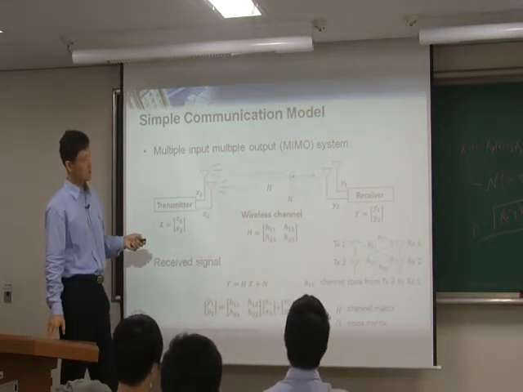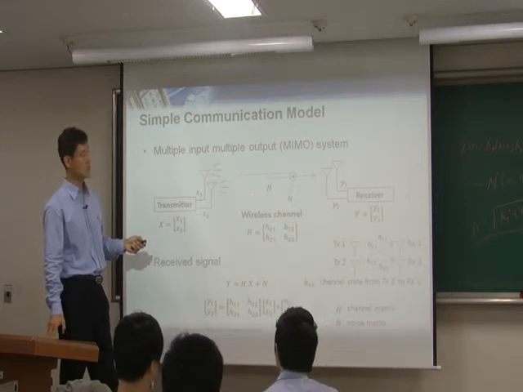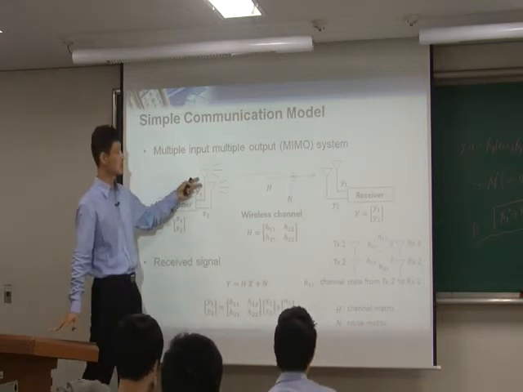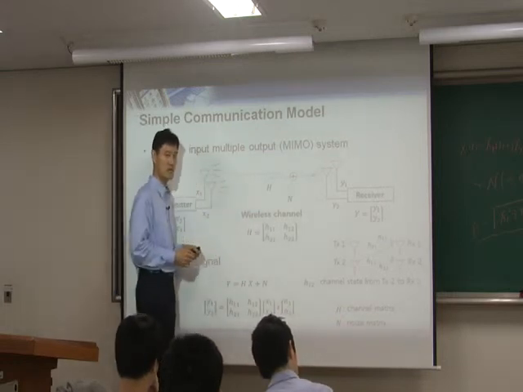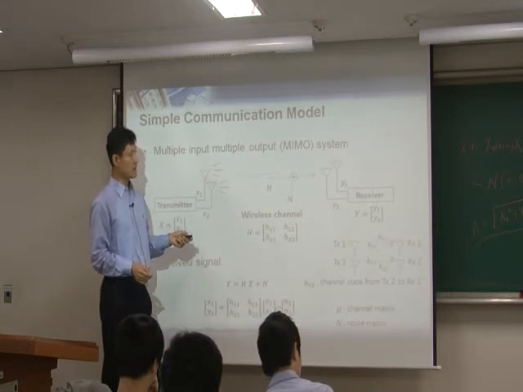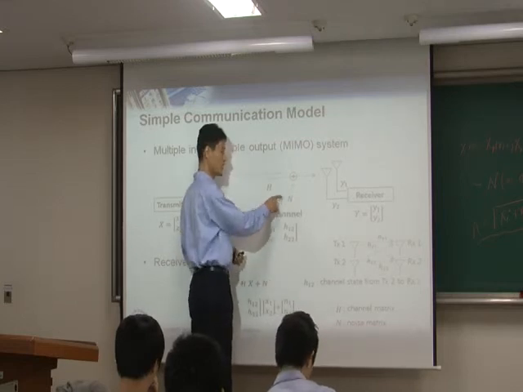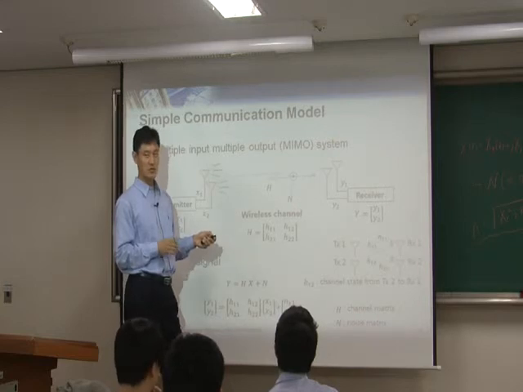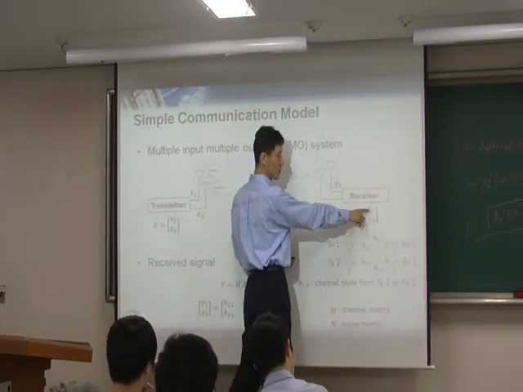Now the channel, which we call the capital H. Capital H is the channel, but it is going to be a matrix. Why is it a matrix? Because we have two transmit antennas and two receive antennas, so it's going to be a 2 by 2 matrix. And n is a noise sample, and again, this is a matrix. What's the size of the noise matrix? The size of the noise matrix should be exactly the same as the size of the receive matrix, which is y1 and y2.